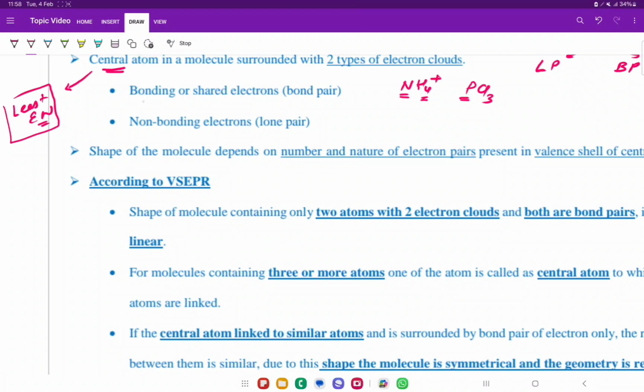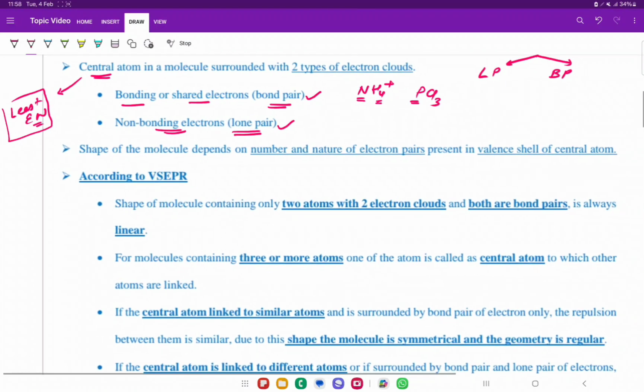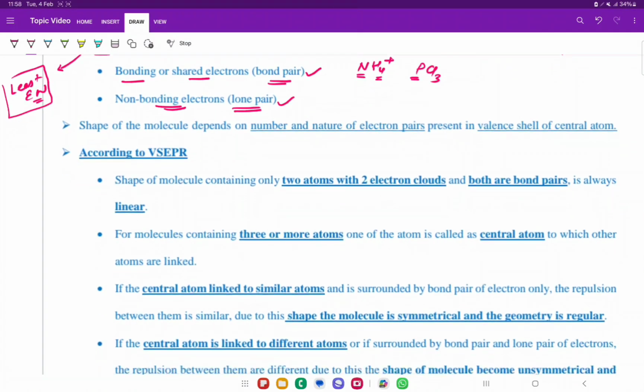Now, a central atom always has bond pairs, but there can also be non-bonding electron clouds, which are lone pairs. They can also be present in a molecule. The shape of a molecule depends on the number and nature of the electron pairs present in the valence shell of the central atom. Number means how many electron clouds are present, and nature means whether they are lone pairs or bond pairs, as they have repulsive interaction between each other.